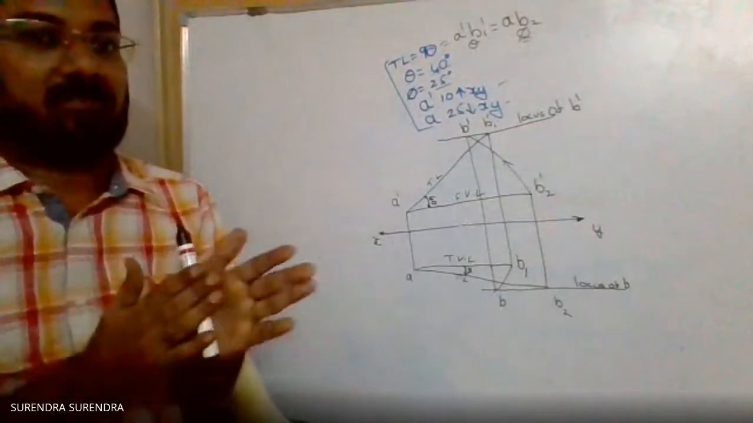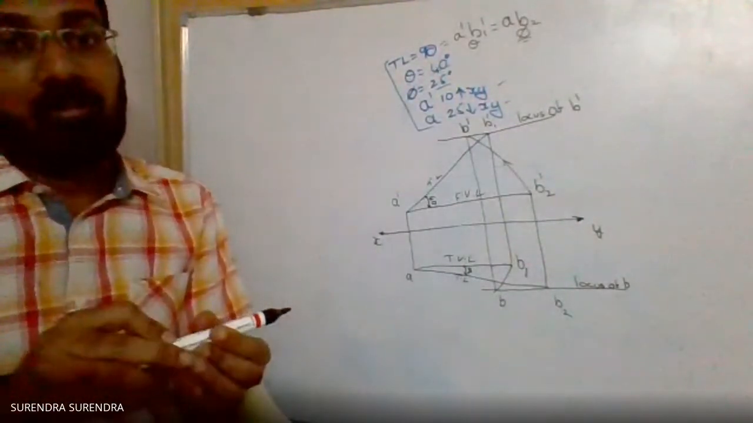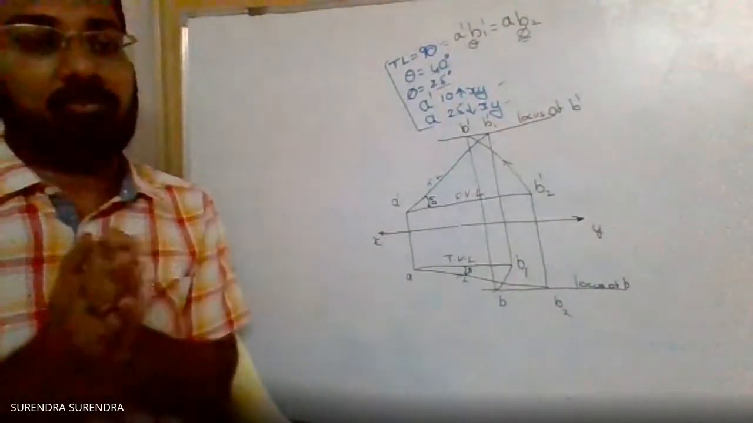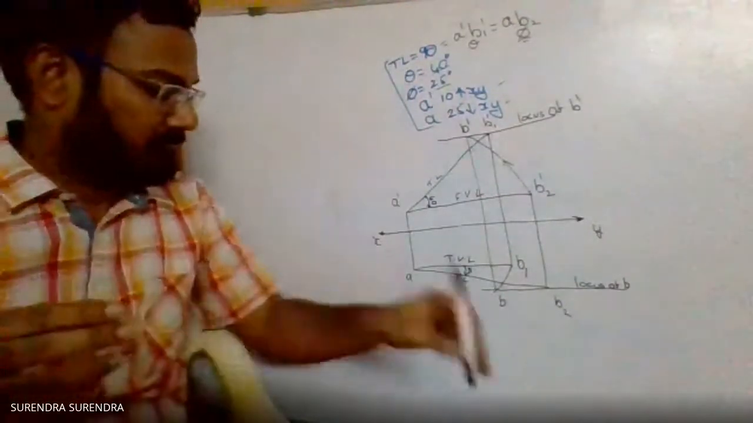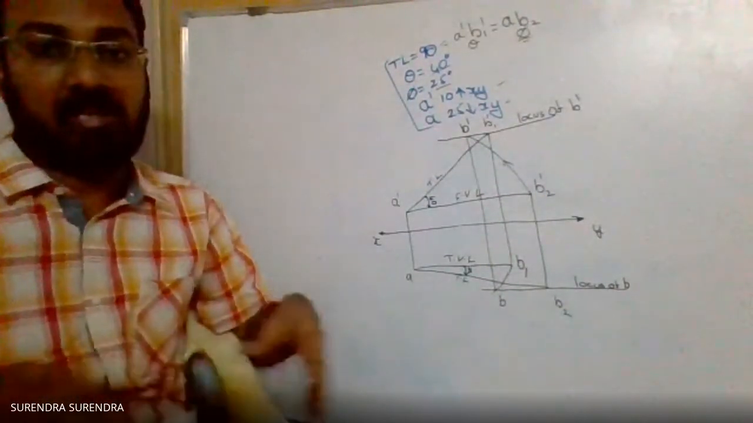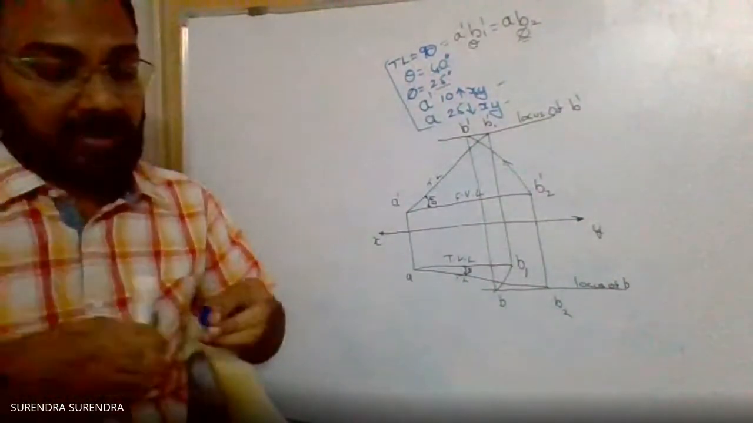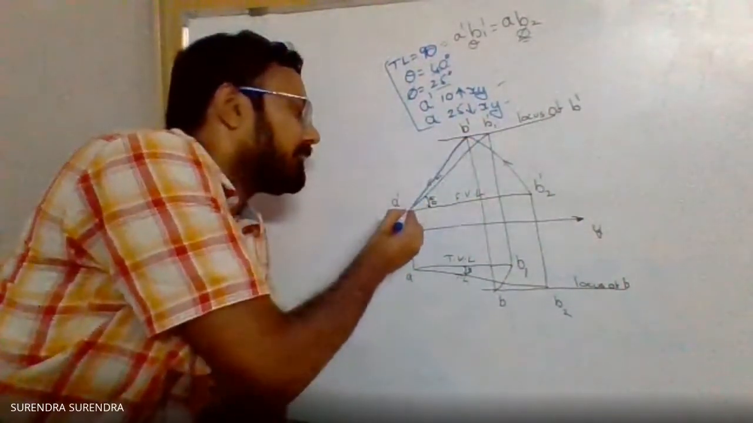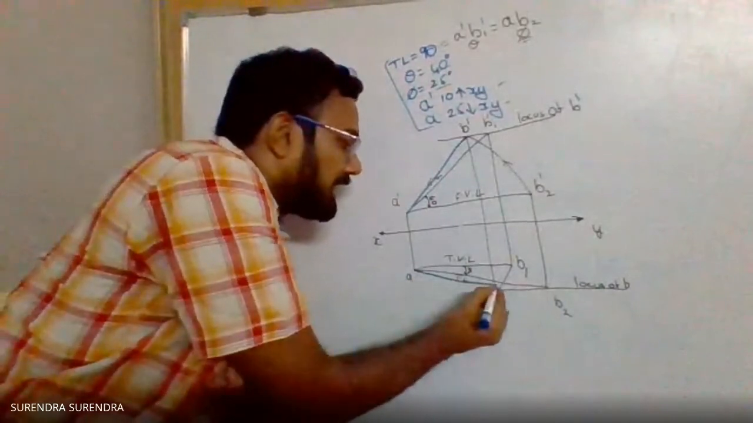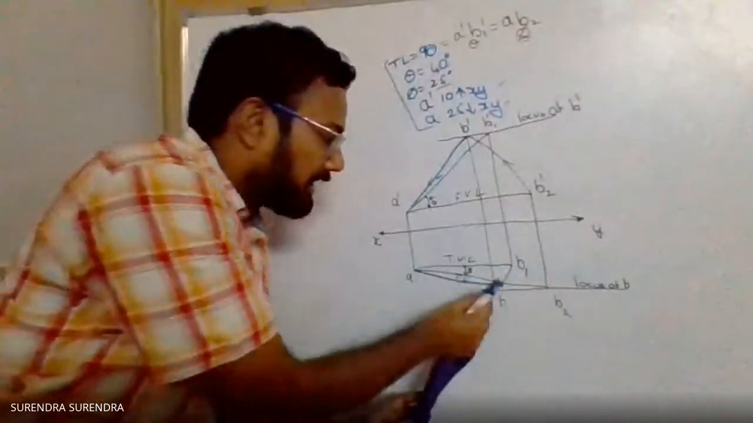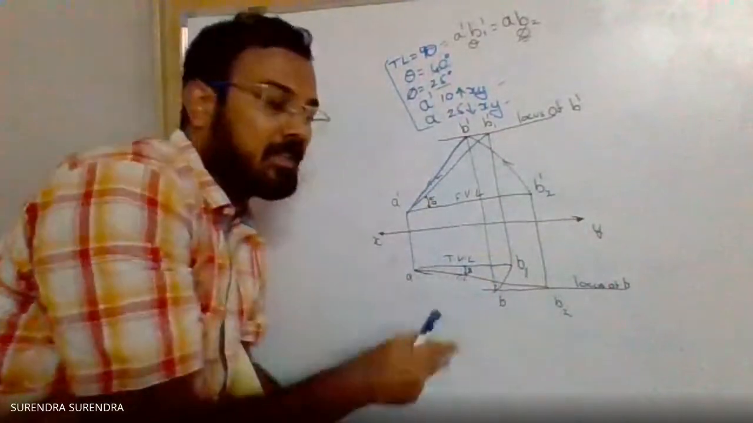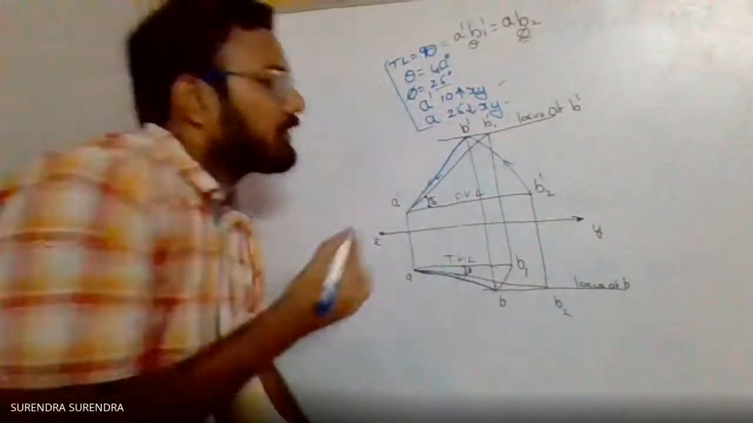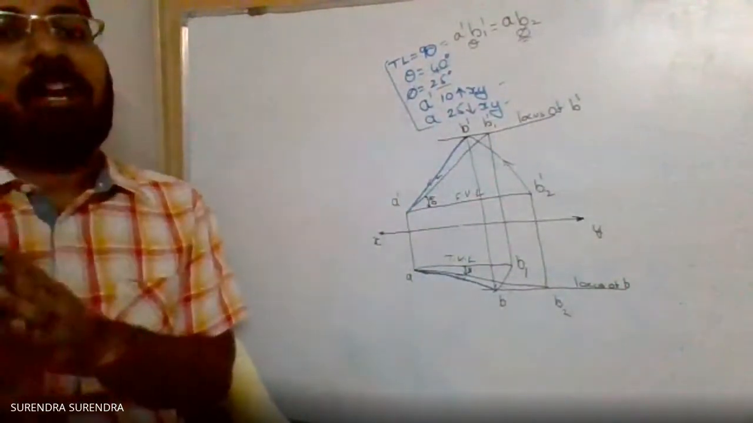So you get an exact solution only when you use the drafter. So from this problem onwards, the drafter usage is a must. Otherwise, it is difficult to maintain these perpendicular and parallel lines. After getting this, finally join A dash B dash and AB with HB. Only these 2 lines must be with HB: A dash B dash and AB.